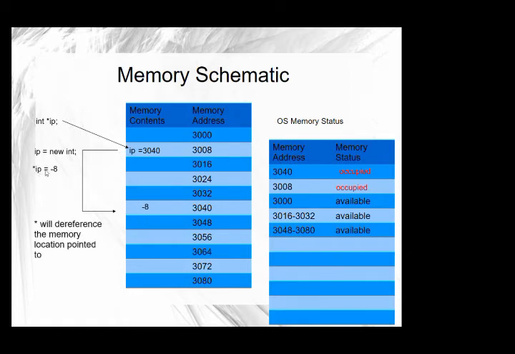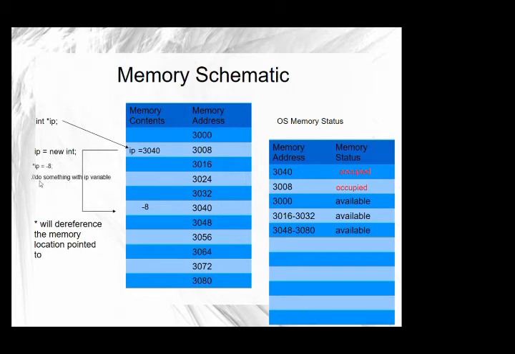So now what are we going to do? We're going to dereference that IP, that is, dereference where IP is pointing, and put the value -8 there. And you can see that -8 is now in that location. As we mentioned before, the asterisk dereferences the memory that IP is pointing to.